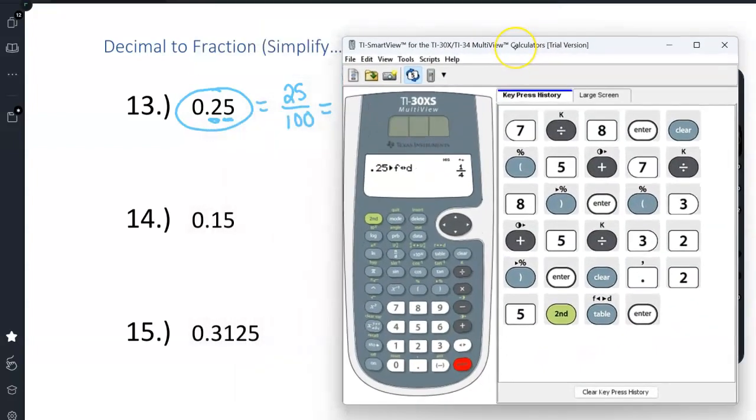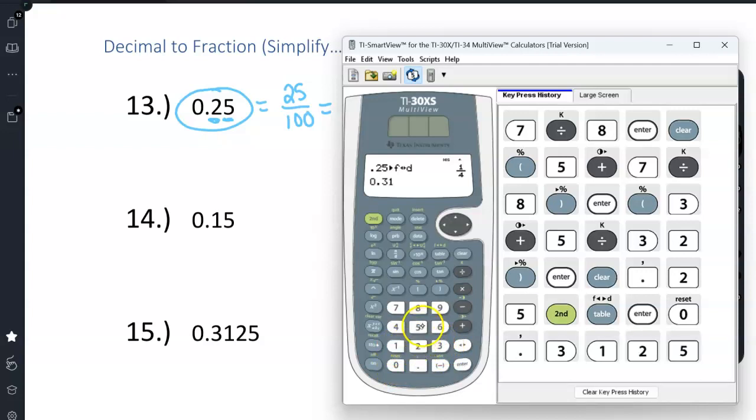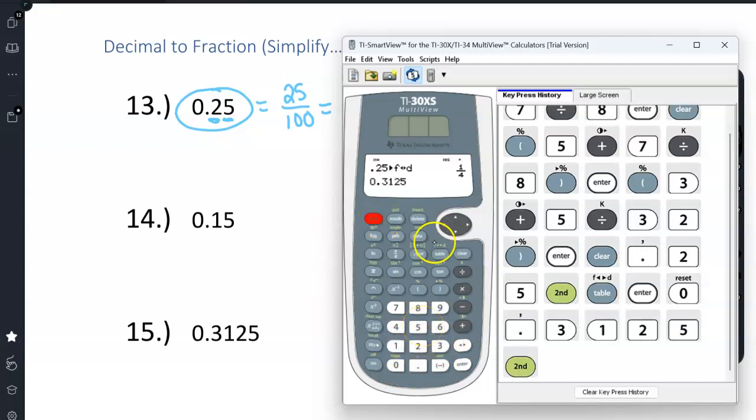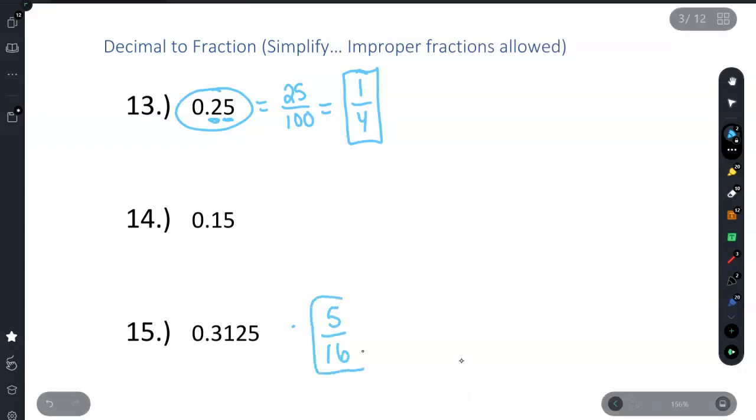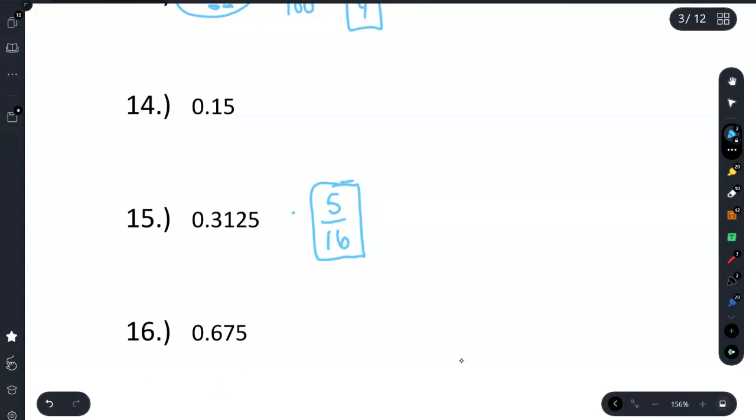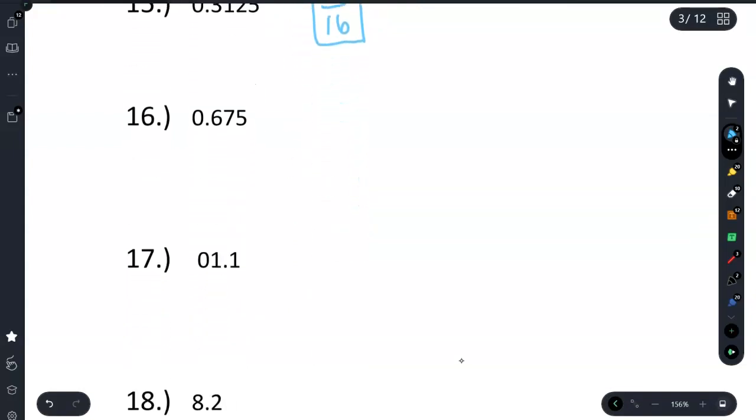All right, so let's look at this next one. I'm going to jump down to number 15. 0.3125. I'm going to hit second table again, enter, and this one gives me 5/16. So this is 5/16. All right, so once again, I'm just teaching you how to use the calculator. I'm going to leave 14 and 16 for you to do.